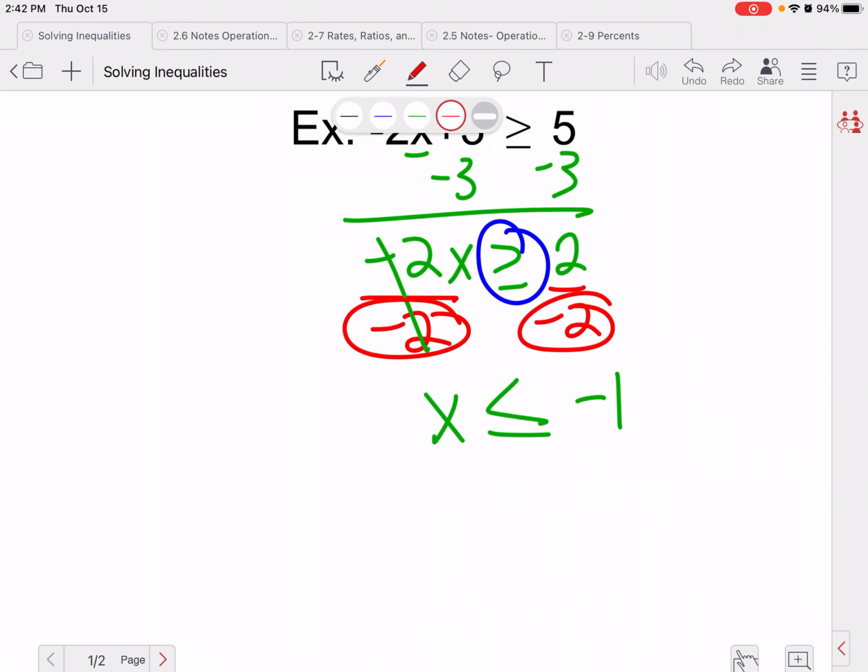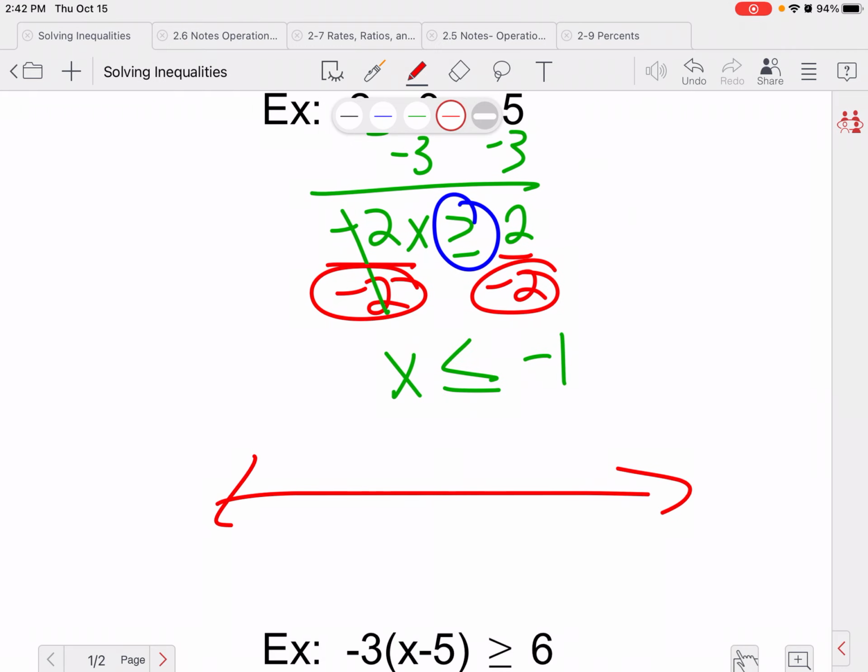Okay, and then we're going to graph it because we are always going to graph those solutions. So we have negative 1, negative 2, and 0, and we're going to have a closed dot again today. And x is less than negative 1, so I want numbers smaller, like negative 2, negative 3, and so on and so forth. Okay?